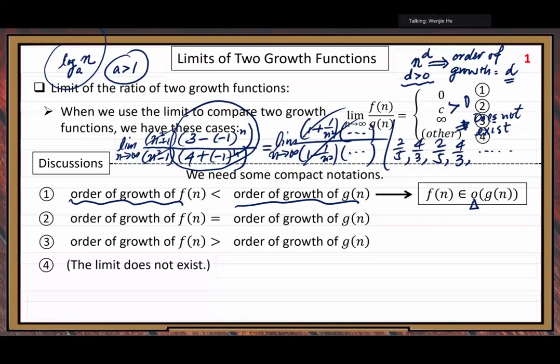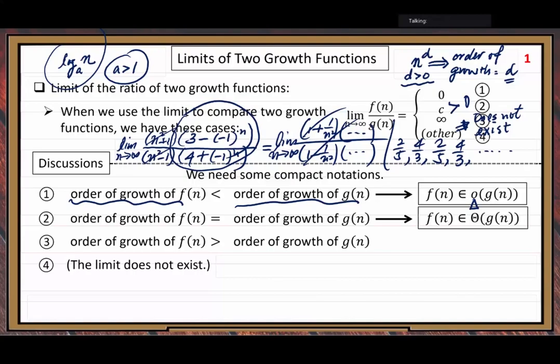Similarly, for case number 2, we use our second asymptotic notation, big theta. Big theta, not little theta. That means these two growth functions have the same order of growth. If we use the limit way, the ratio of these two growth functions when n goes to infinity is a positive constant c. That's the second case.